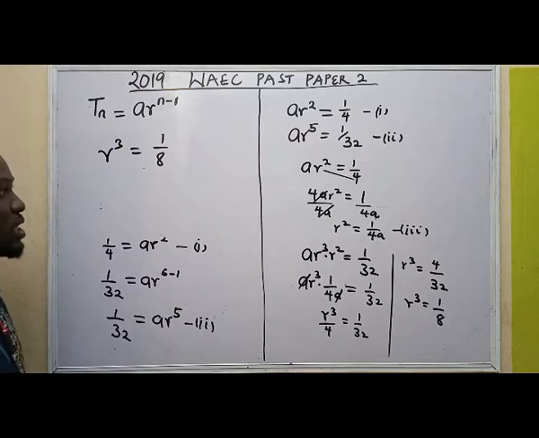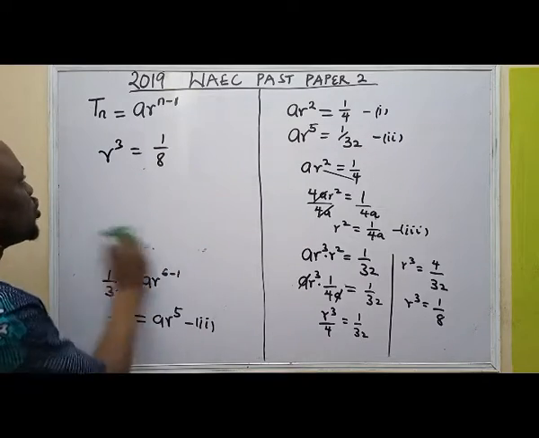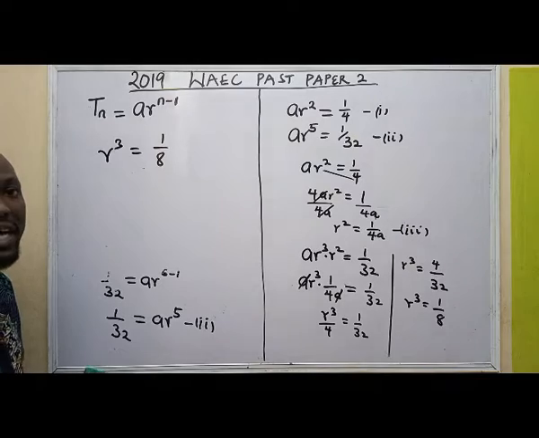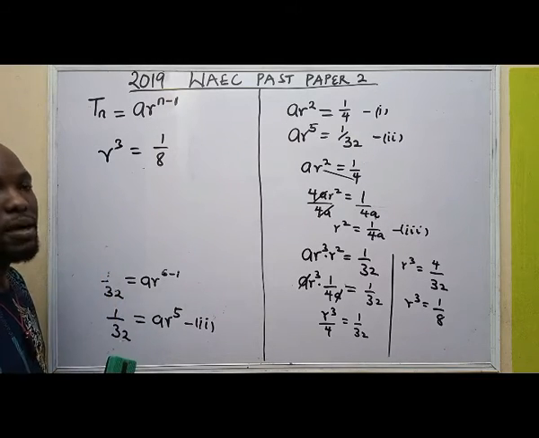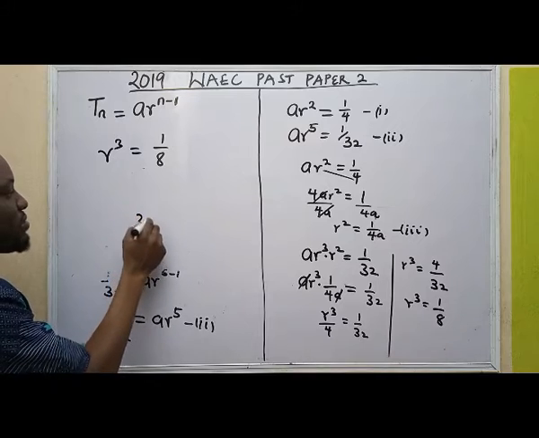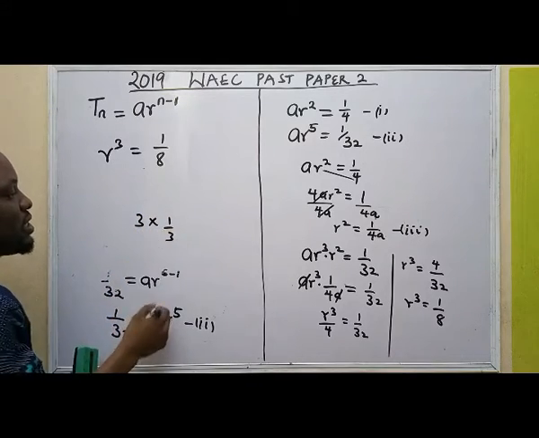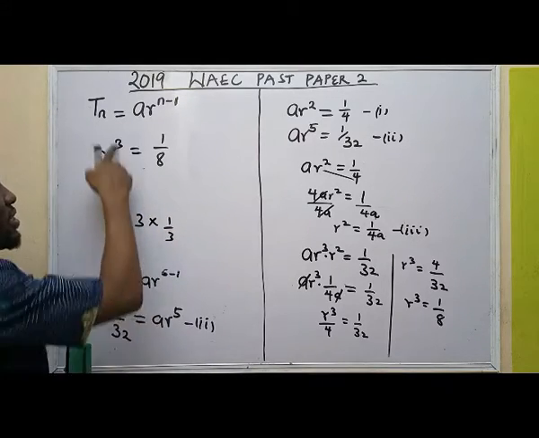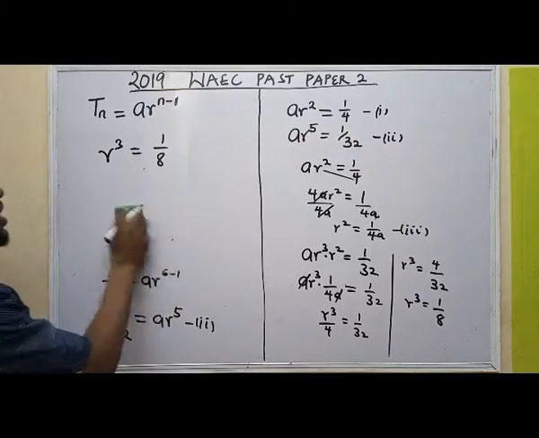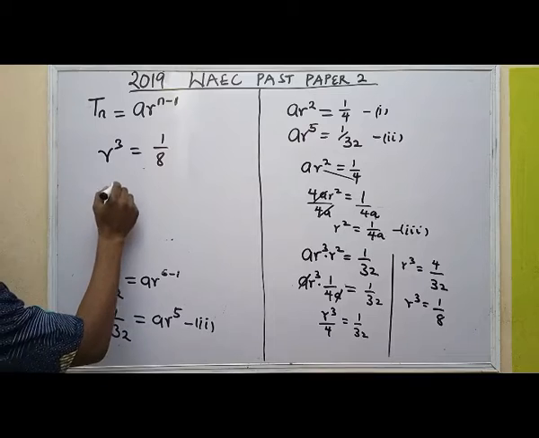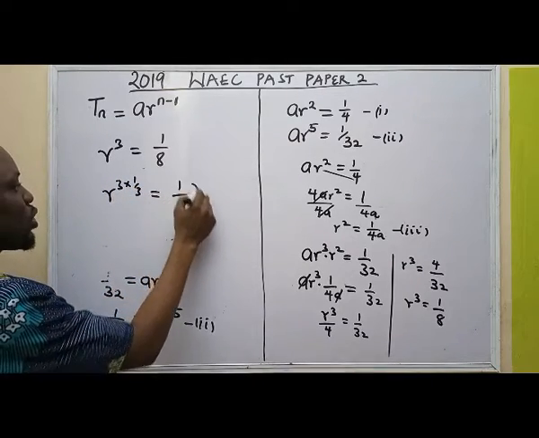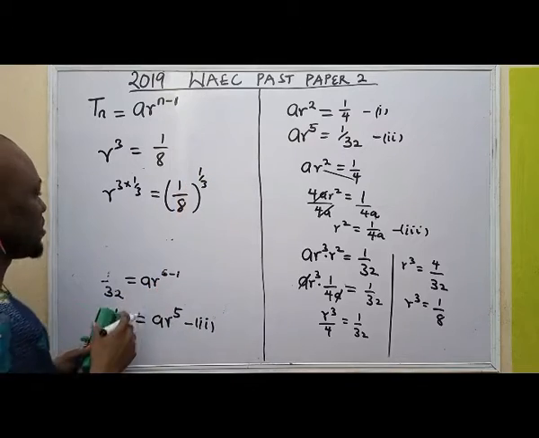In my video on exponential equations, I said that in order to get rid of the power, I'm going to multiply both exponents by the inverse of 3. This is 3. If I multiply by the inverse of 3, I'll get 1 over 3, and then the power goes up. If I do that, I'm going to get r raised to the power 3 multiplied by 1 over 3 equals 1 over 8, all to the power of 1 over 3.